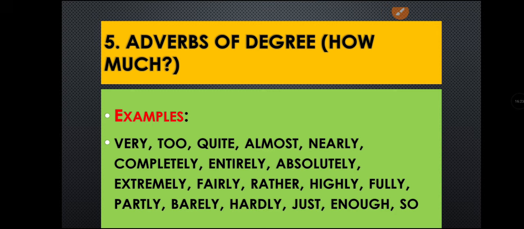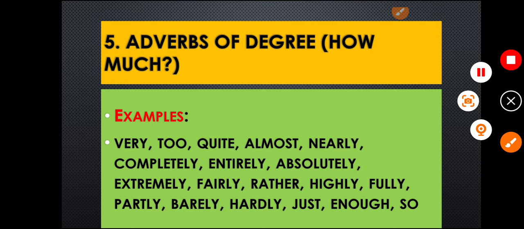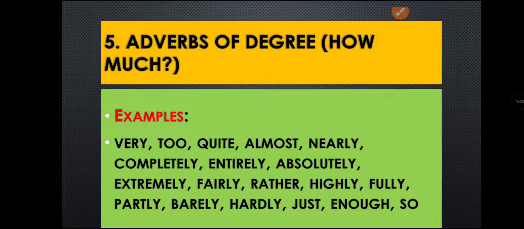So the next type of adverb, look at the screen, is adverb of degree. Degree is nothing but level. At what level? Whether it is low level, middle level or high level. Intensity. So adverb of degree tells us about the intensity of an action. Whatever actions we are performing, what is the intensity of that particular action? That is what we call adverb of degree. In order to get the answer, we have to ask the question how much. I want to read here a list of adverbs of degree.